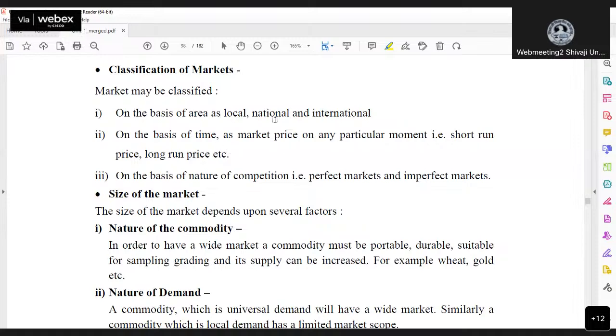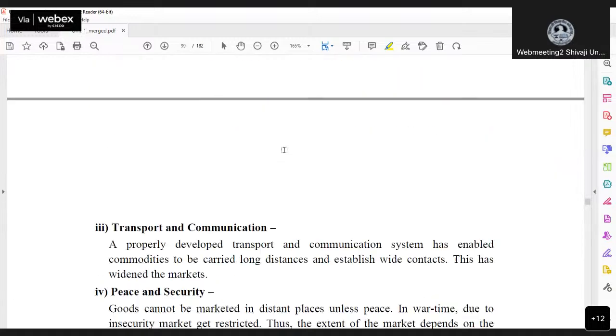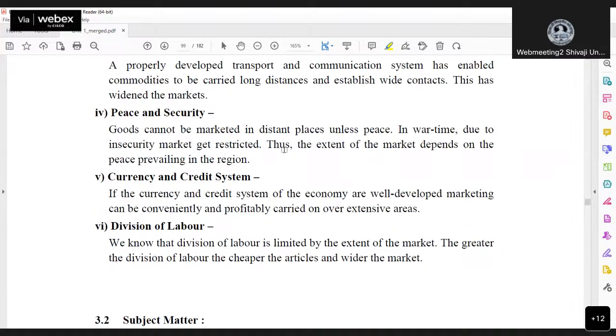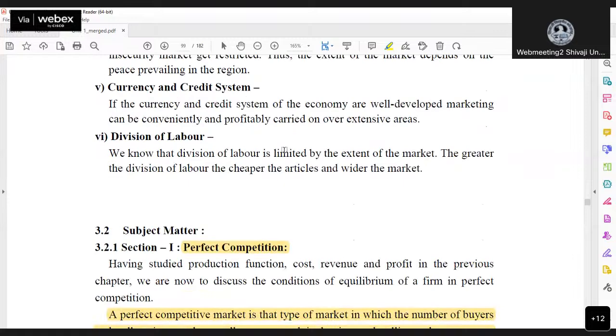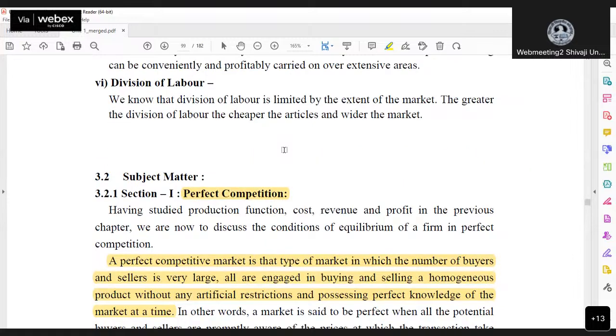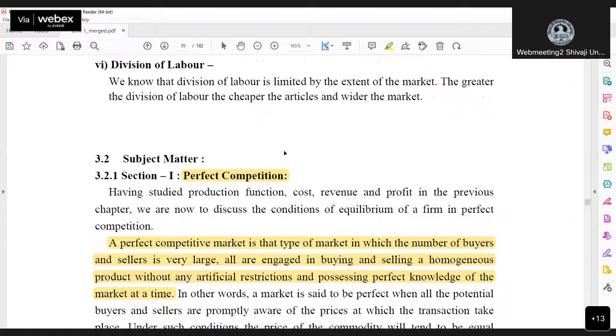Based upon which, the classification of market took place. You have to go through it thoroughly, just reading with full concentration. These concepts are very easy, and such topics will definitely give you good marks in your university examination.